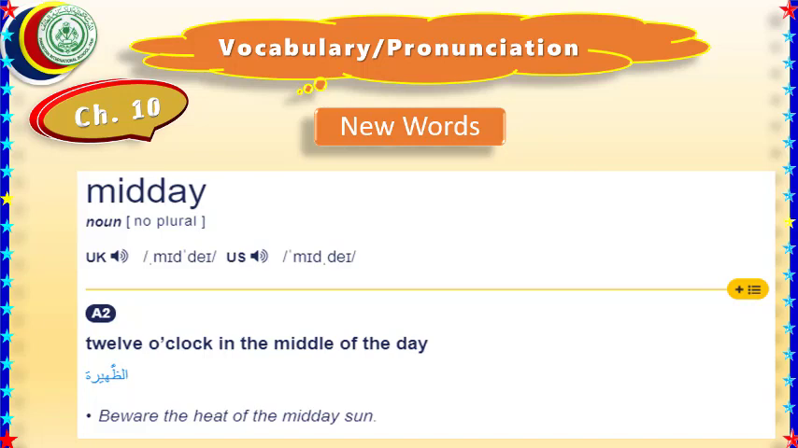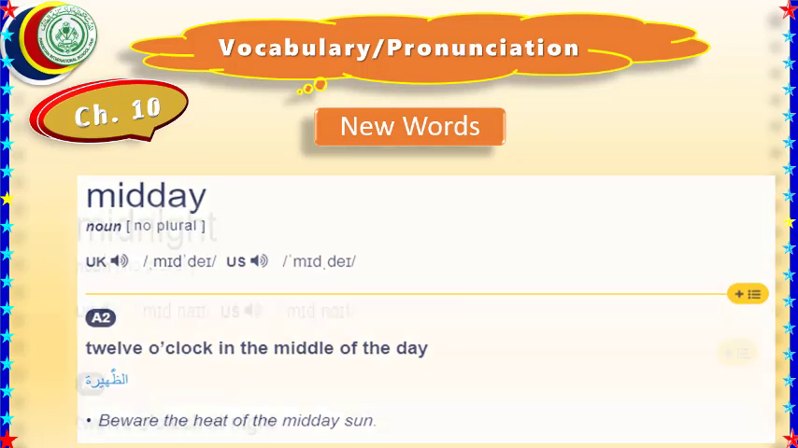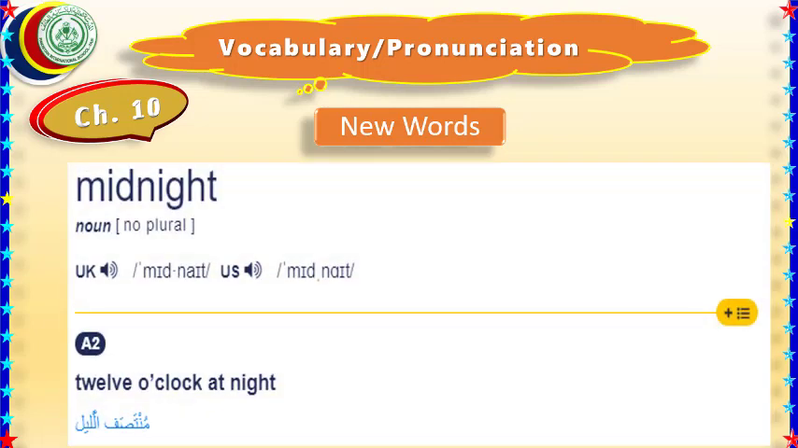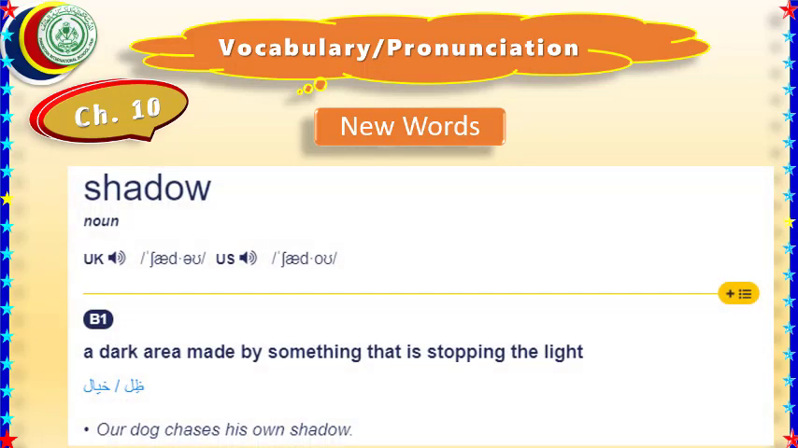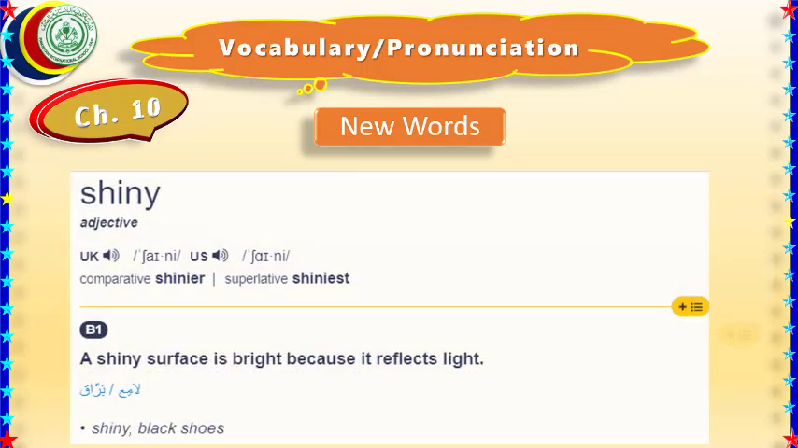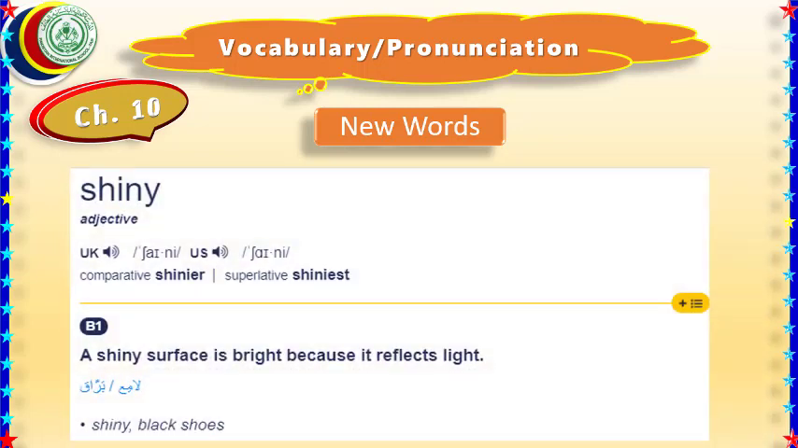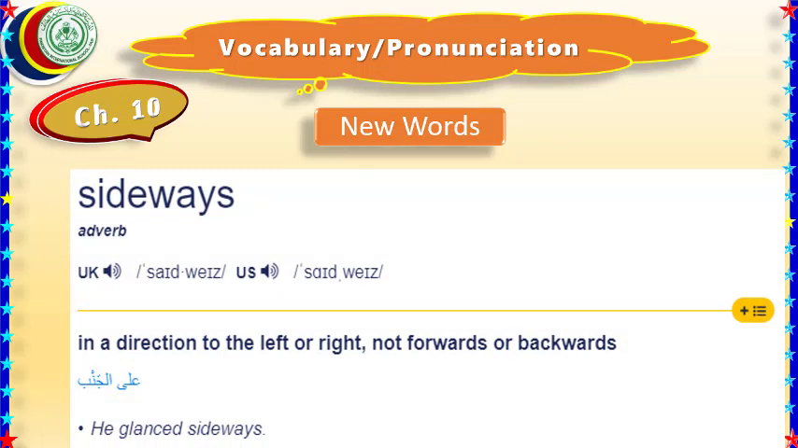Midday is 12 o'clock in the middle of the day, and midnight is 12 o'clock at night. Shadow means a dark area made by something that is stopping the light. Shiny. Shiny surface is bright because it reflects light. Sideways means in a direction to the left or right, not forward or backwards.